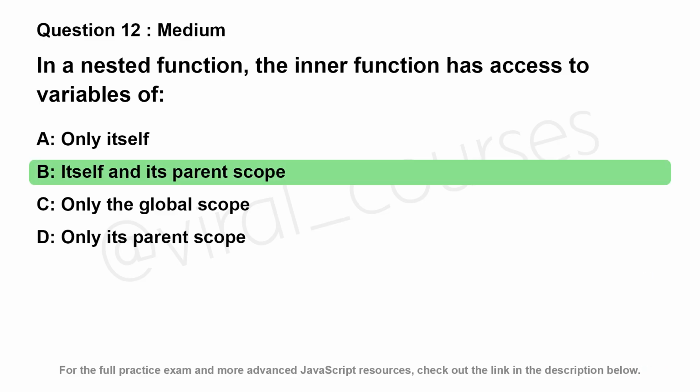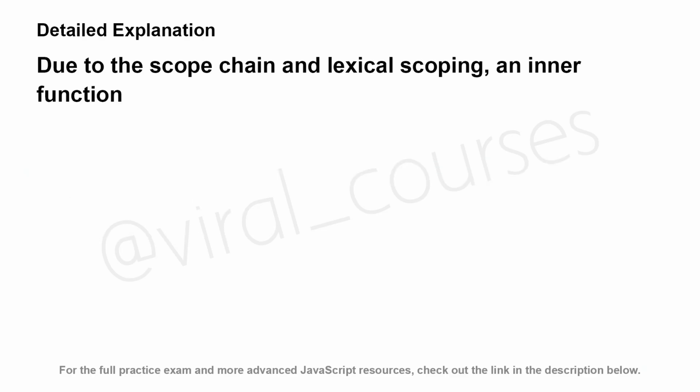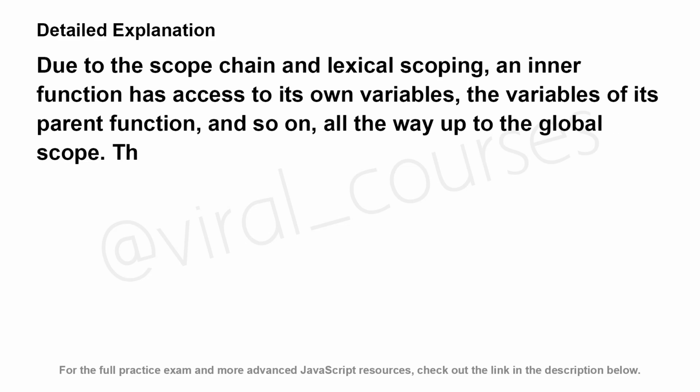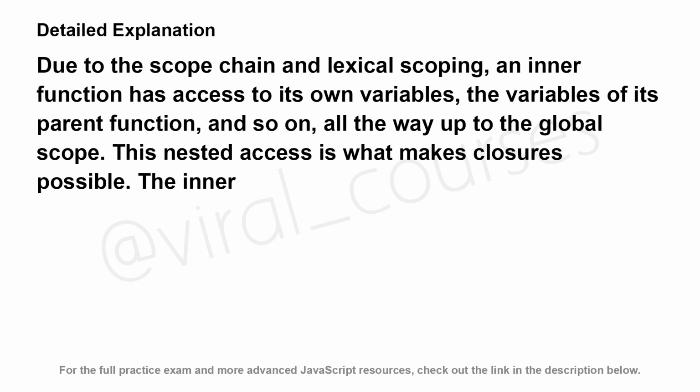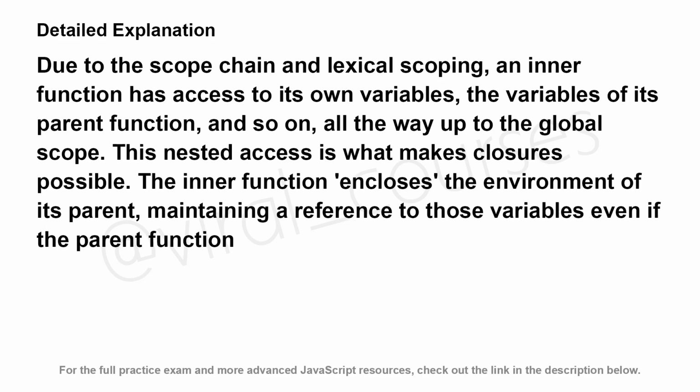The correct answer is B. Due to the scope chain and lexical scoping, an inner function has access to its own variables, the variables of its parent function, and so on, all the way up to the global scope. This nested access is what makes closures possible. The inner function encloses the environment of its parent, maintaining a reference to those variables even if the parent function has finished executing.